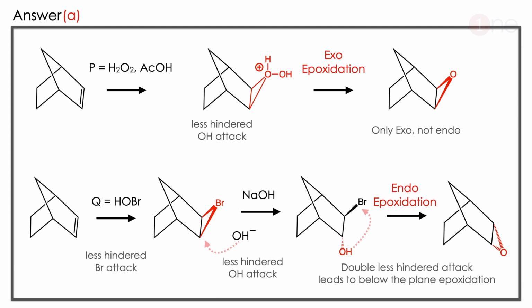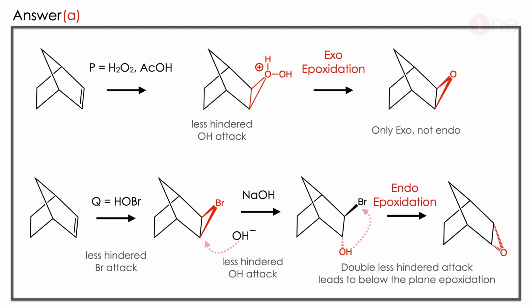The answer is A. Let us see how. The starting material is an alkene. So if you use the peroxide, by nature it forms above the plane, or you can say the exo compound. Endo is sterically hindered, so only exo is forming. So exo epoxidation occurs. Hydrogen peroxide attacks the double bond, it forms a bridged oxygen. Then H2O leaves, forming the epoxide above the plane, or exo epoxidation. This is the step for P. So P clearly leads to the exo epoxidation.